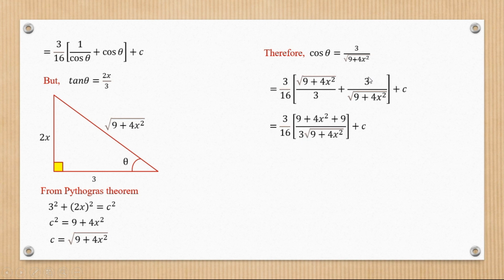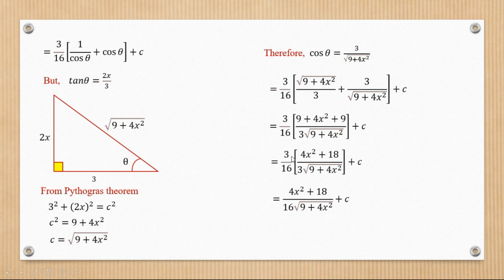And 3 times 3 is 9. So I have the numerator as 9 plus 4x squared plus 9. But remember that 9 plus 9 is 18. So I have 4x squared plus 18 as the numerator. So now when I multiply in 3 over 16, I can already see that this 3 and this 3 shall cancel. Then I'll only be left with the denominator.